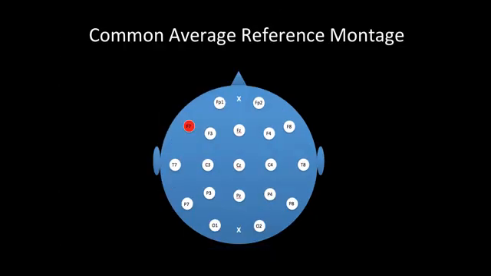Another common type of montage is called a common average reference montage. Here, in a single channel, rather than looking at the difference between two adjacent electrodes, as in a bipolar montage, we look at the difference between an electrode of interest and an average of the signals of the rest of the head.